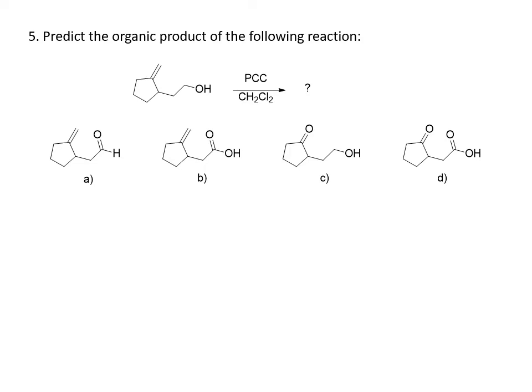And so when we consider 4 possible choices, A is the compound where the alcohol has been oxidized to an aldehyde and the double bond is unaffected. So that's the correct answer.